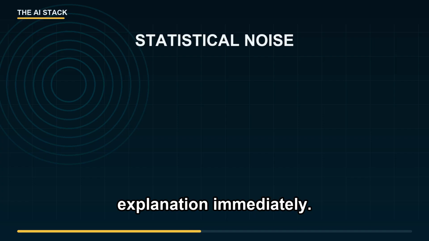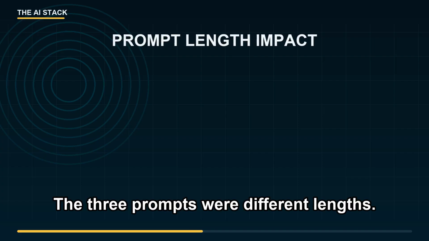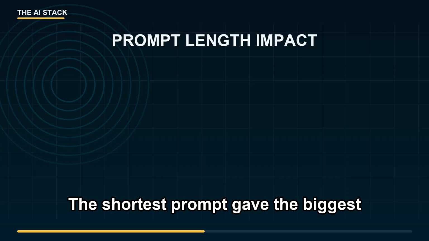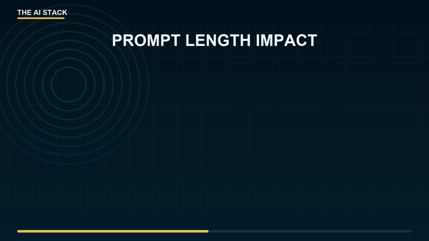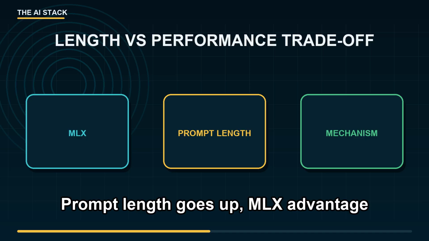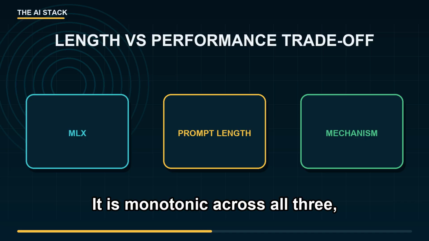Now, when you see a spread like that, the temptation is to explain it, and I had an explanation immediately. The 3 prompts were different lengths. The shortest prompt gave the biggest lead, the longest prompt gave the smallest, and the middle one landed in the middle. As prompt length goes up, MLX advantage goes down. It is monotonic across all 3.